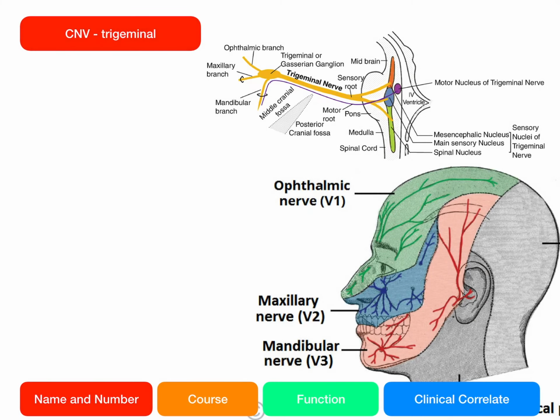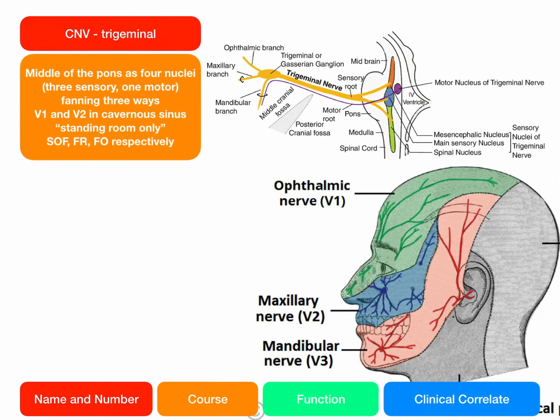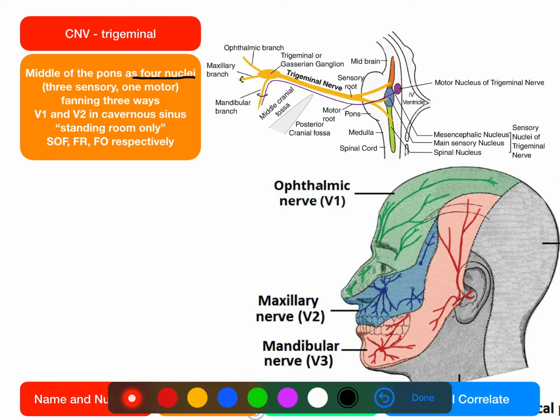So, cranial nerve 5. Cranial nerve 5 has 4 nuclei that it originates from. One of them is in the midbrain, one of them's in the pons, and one of them's in the medulla, and then there's another one in the pons. So, let's break this down, shall we? From the pons, and midbrain, and medulla, there's 4 nuclei, 3 sensory, 1 motor, and they all come together at the pons to form one trigeminal nerve that goes to the trigeminal ganglion.